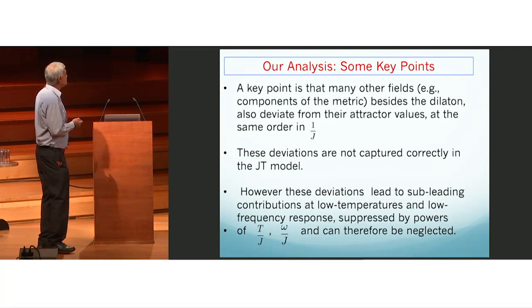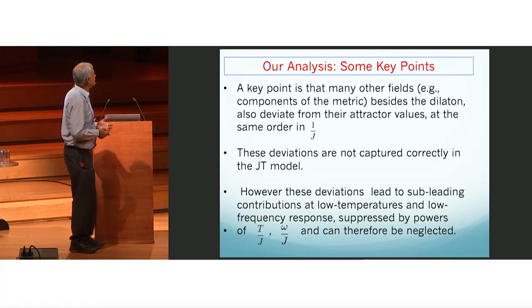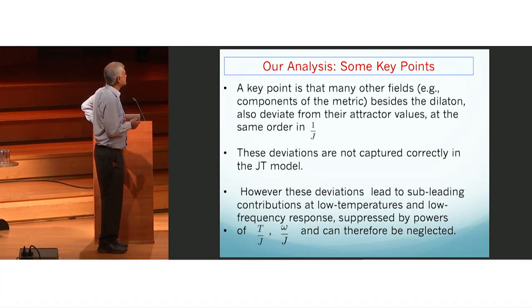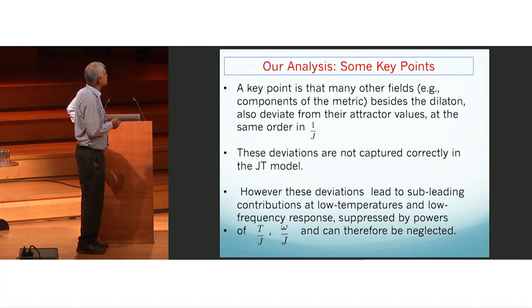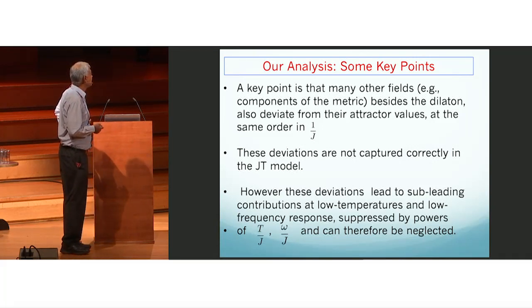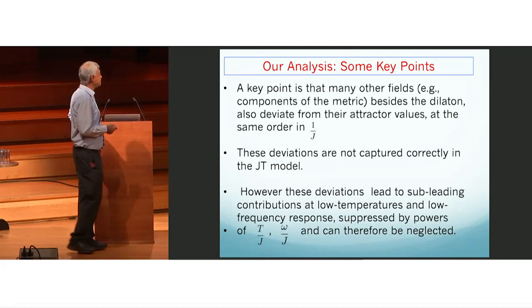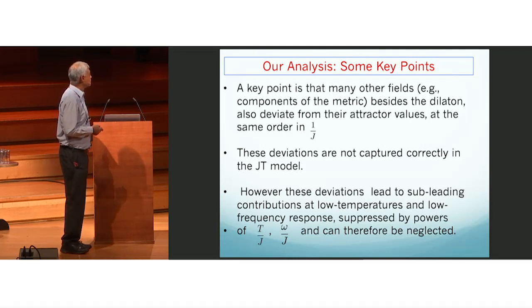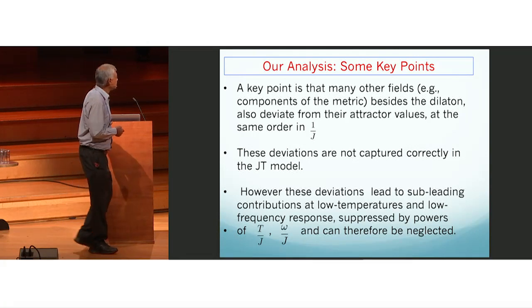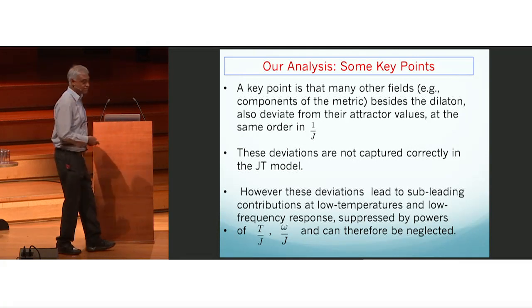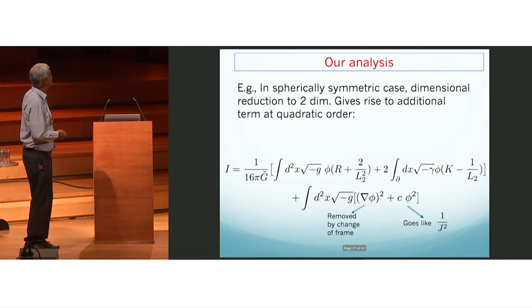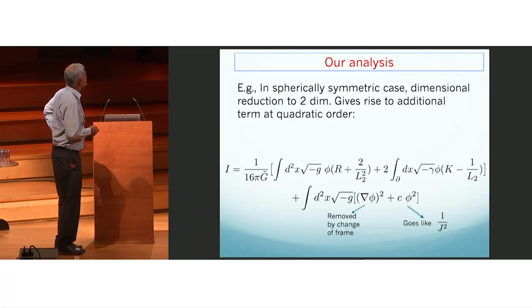Okay, now a key point, as I was mentioning, is that there are many other fields, for example, components of the metric besides the dilaton, which also deviate from their attractor values at the same order in 1 over J. And these deviations are not captured by the JT model. However, it turns out that these deviations lead to subleading contributions at low temperatures and low frequencies, in powers of T over J or omega over J, and therefore they can be neglected. And I'll give you an example of that.